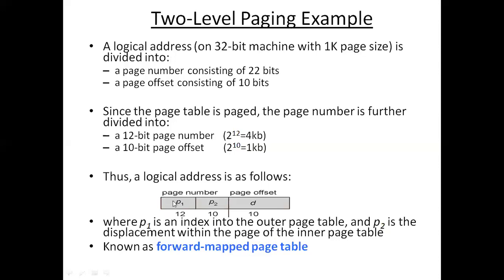So now if you see, 2 to the power of 22 was greater than 1 megabyte. Now, what is 2 to the power of 12? 2 to the power of 12 is nothing but 4 kilobytes. What is 2 to the power of 10? 1 kilobyte. So you can see the size is 4 kilobytes here and 1 kilobyte here, which is very, very small compared to the 1 megabyte size for the page table. So this is also known as forward mapped page table.